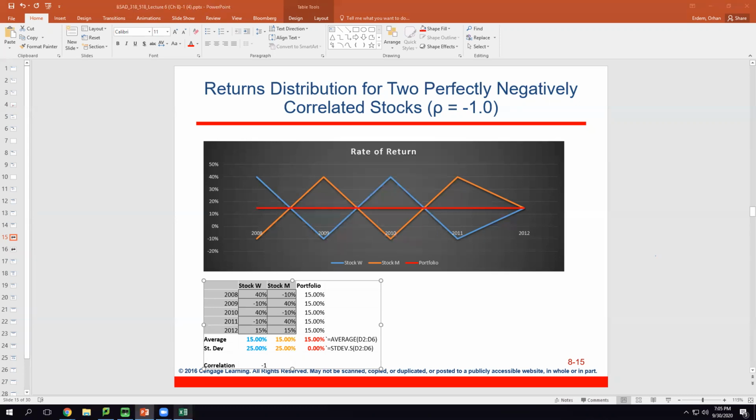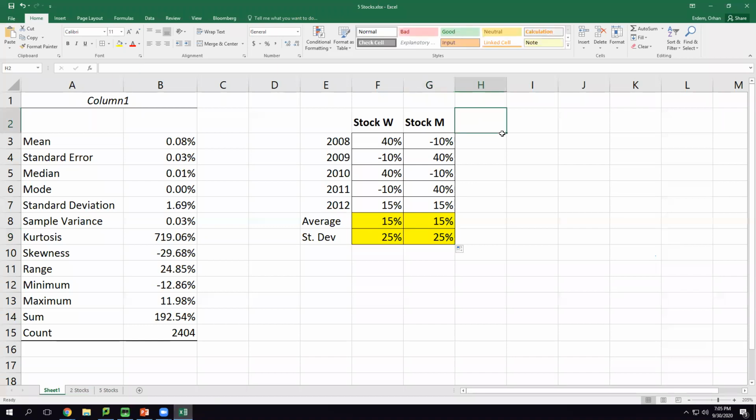Okay. Now let's form a portfolio. Right here, portfolio. I'm going to form a portfolio, and then right here equal. Do you see my screen? Yep, I can see it.